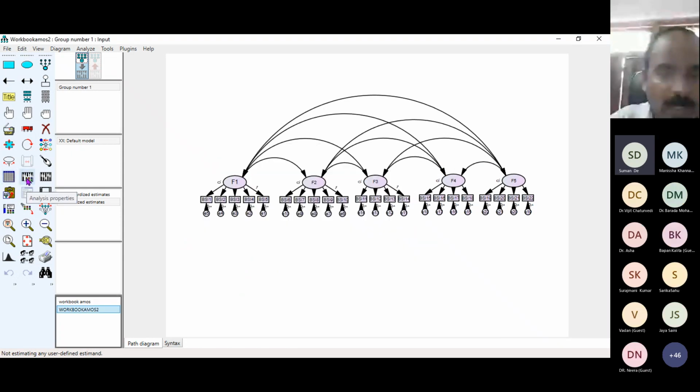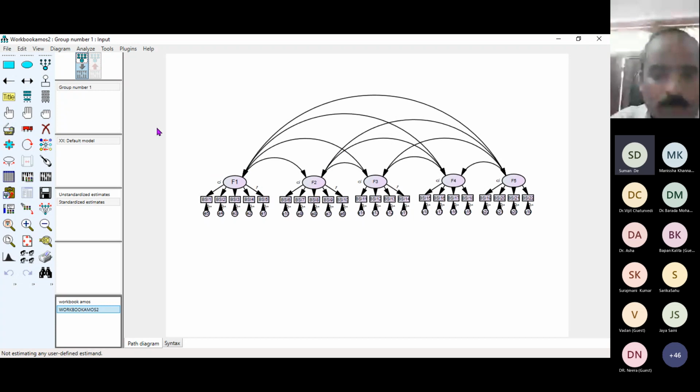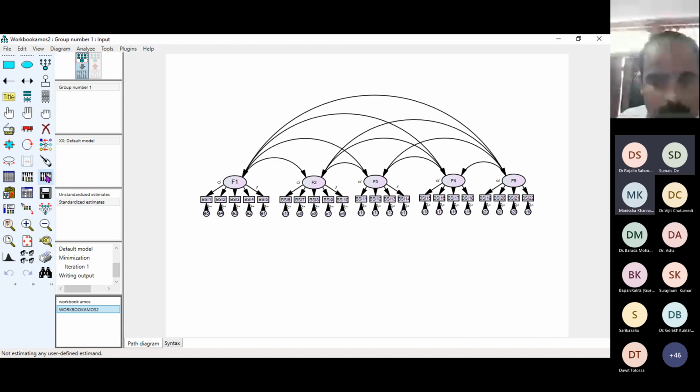Now go to the estimate. Yes, click there. Go to the output. Yes. Okay, close that. Then estimate. Click. I clicked it, sir. It's not happening. No, sir, nothing is happening. Any error is showing? No, sir, no error.